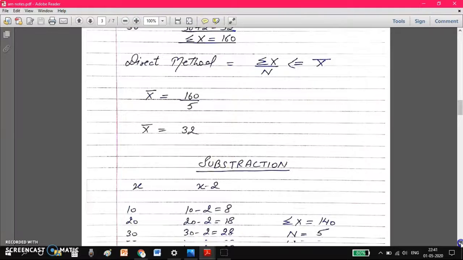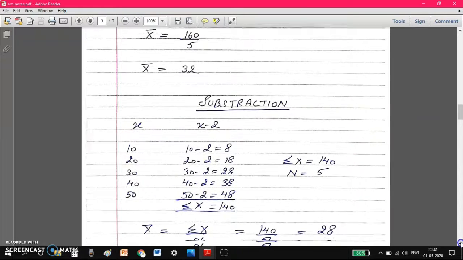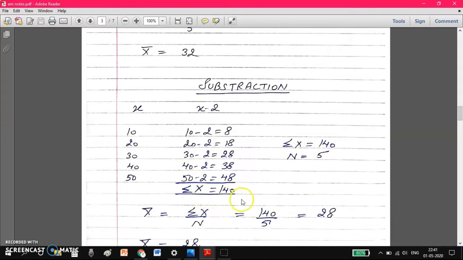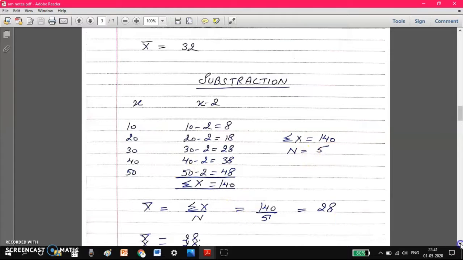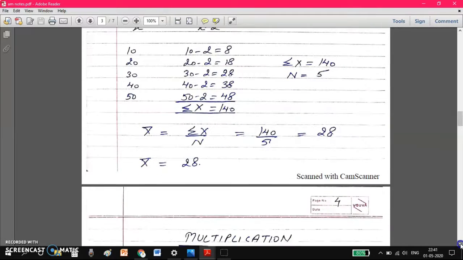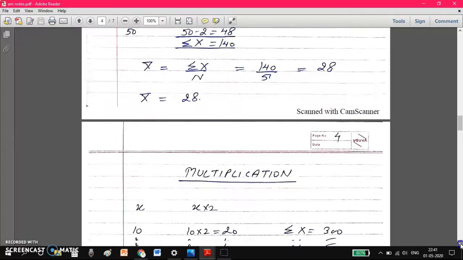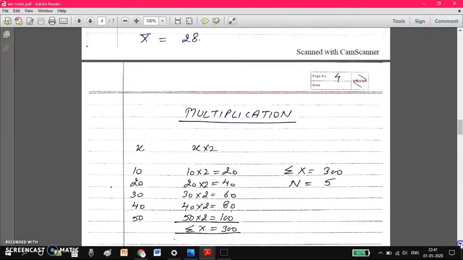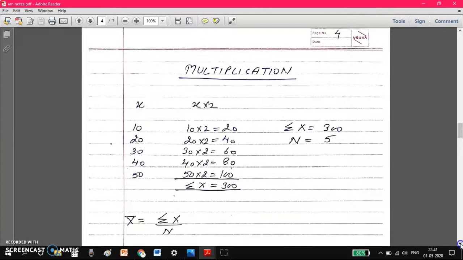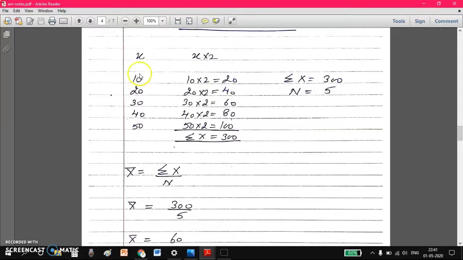And so as in all the other methods, we'll deduct 2 from all the numbers, and in the end we'll add all of them and count the number of series, and by using the direct method we'll find the answer. And again, the multiplication is also the same. See, this is done by me. This is quite easy. This is the multiplication. Here you have to multiply by 2.